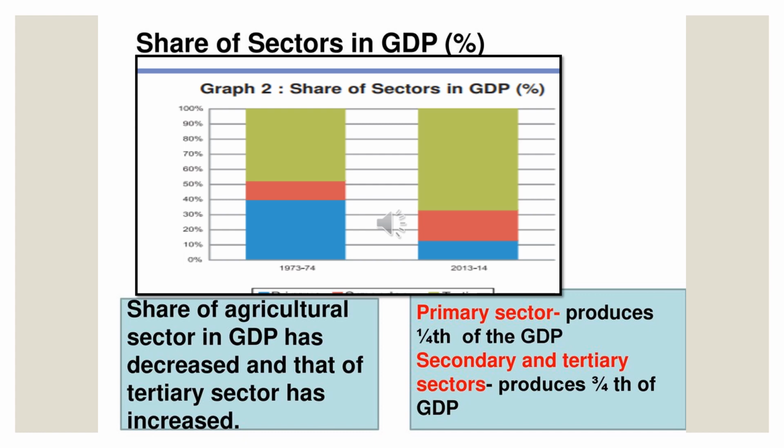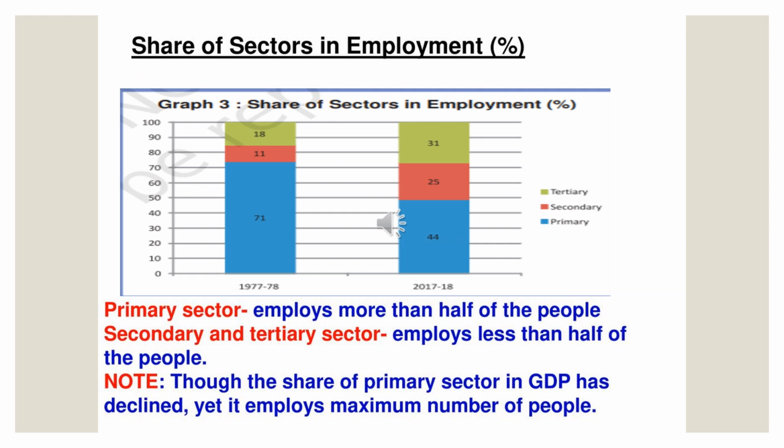This graph is showing the contribution of the three sectors, primary, secondary and tertiary, to the GDP. This is the comparison between 1973-74 and 2013-2014. Here you will find that till 1973-74, 40% of the share of the GDP was from the primary sector, but now it has gone down. Hardly 10 to 12% of the share of the GDP is only from the primary sector. Share of agricultural sector in GDP has decreased and that of the tertiary sector has increased over the years. This graph is showing the share of sectors in employment.